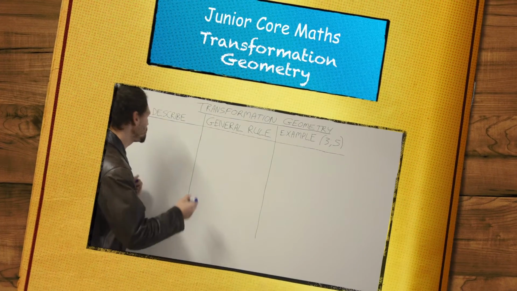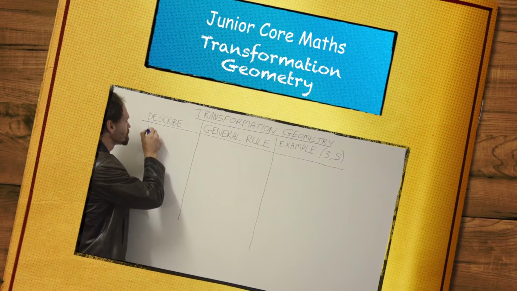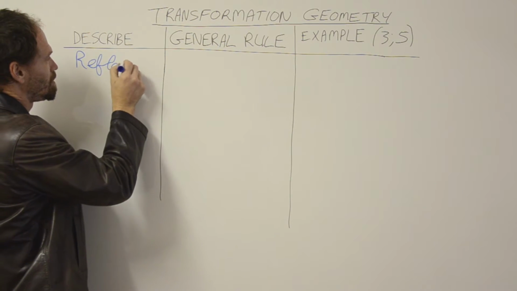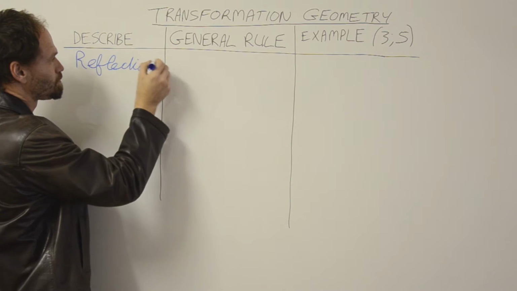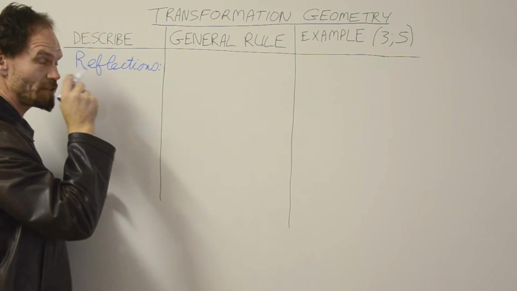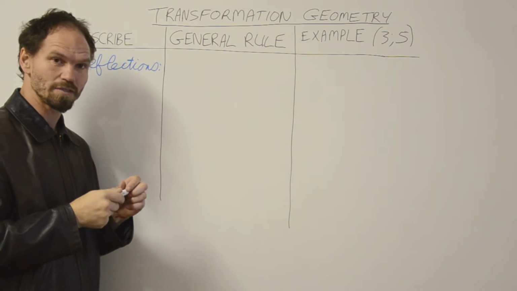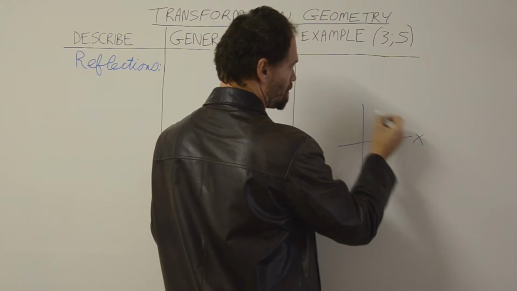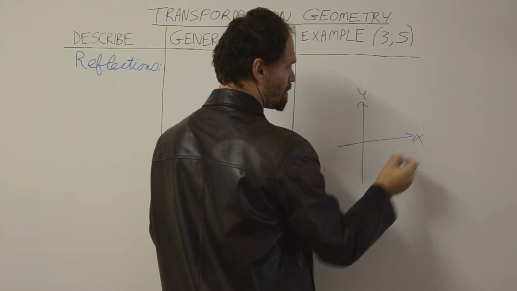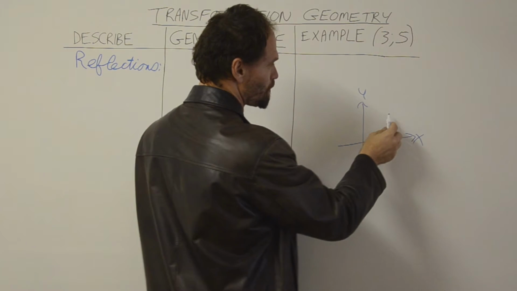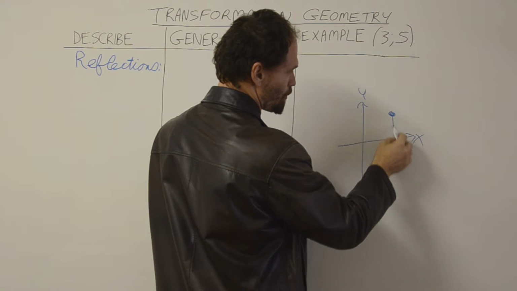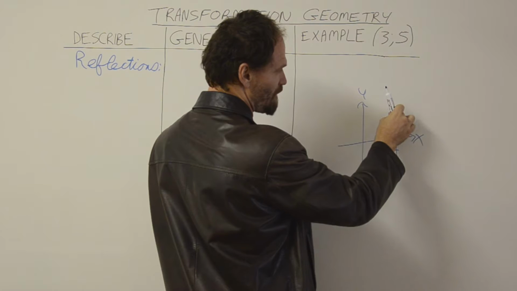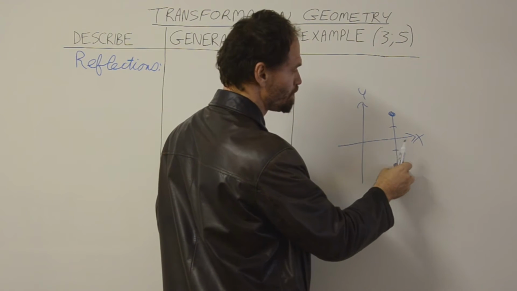Alright, so now we're going to do the next topic, which is when you do reflections. Now reflections can be done in different ways. Let's say I've got my x, y axis there. I can do reflections of a point through the x-axis, which means the distance on either side is the same. It reflects through the x-axis.